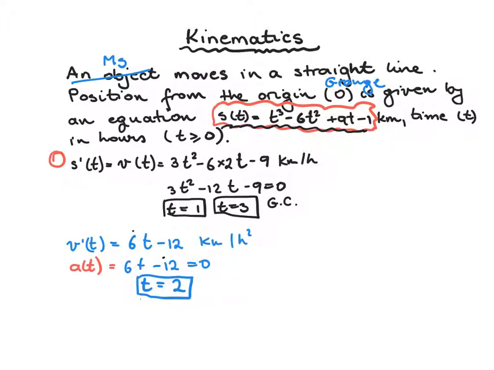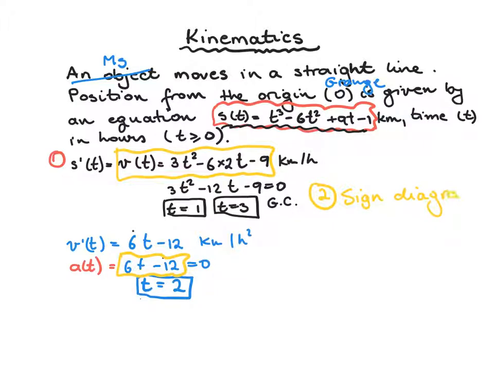So now we do have the equation for velocity, which is this one here, and the acceleration one. So the next step I'm going to do is draw a sign diagram. Sign diagram is the next step, so I'm going to put number 2 here. Sign diagram for both functions. The first one is going to be velocity.